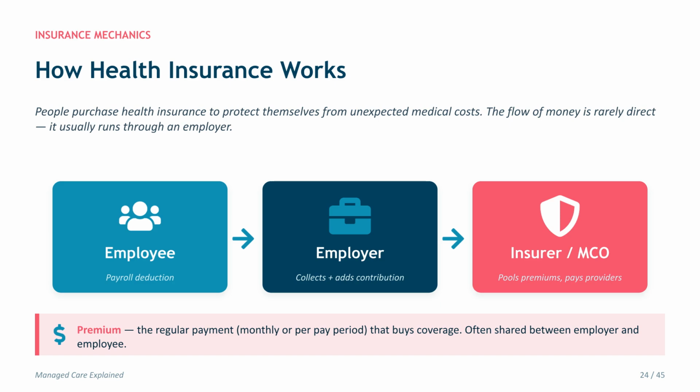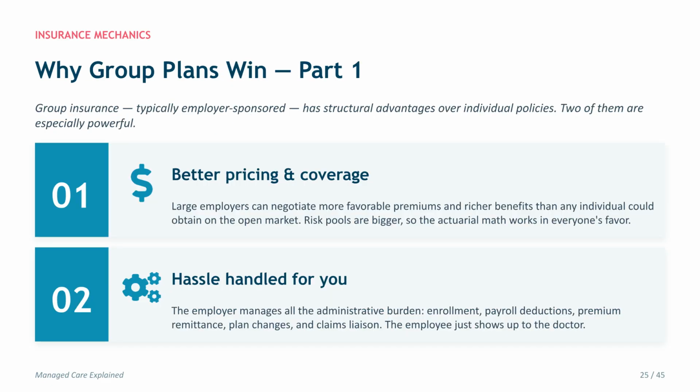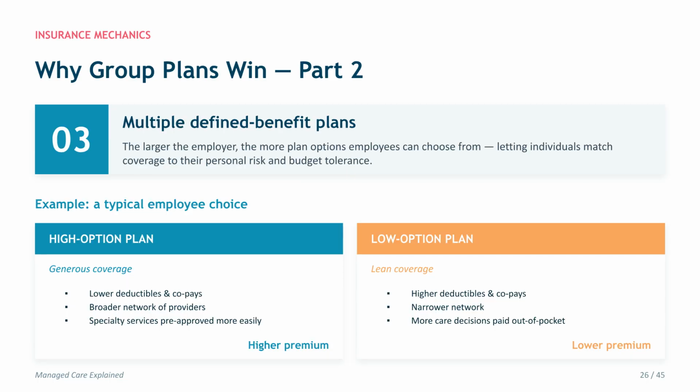Health insurance provides protection against unexpected costs. In the group market, this money flows from employees and employers into a pool managed by the insurer. Group plans often win over individual ones because they provide better pricing through larger risk pools and reduce administrative burdens for employees. Larger employers can offer multiple plans, allowing individuals to choose between high-option plans with broader access or low-option plans with lower premiums.